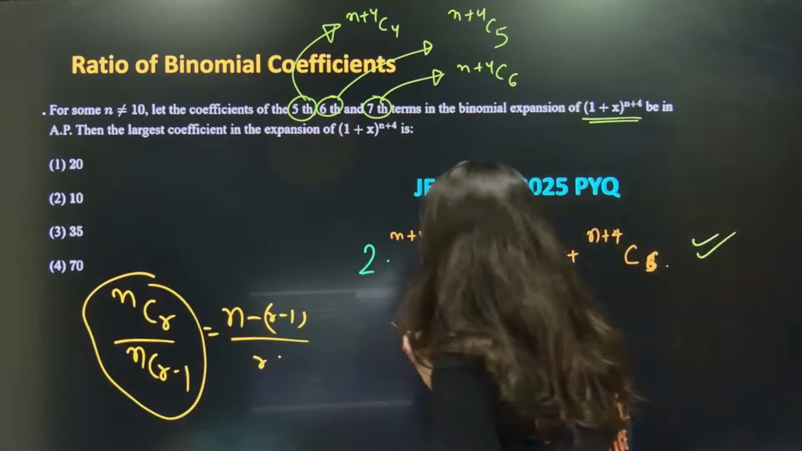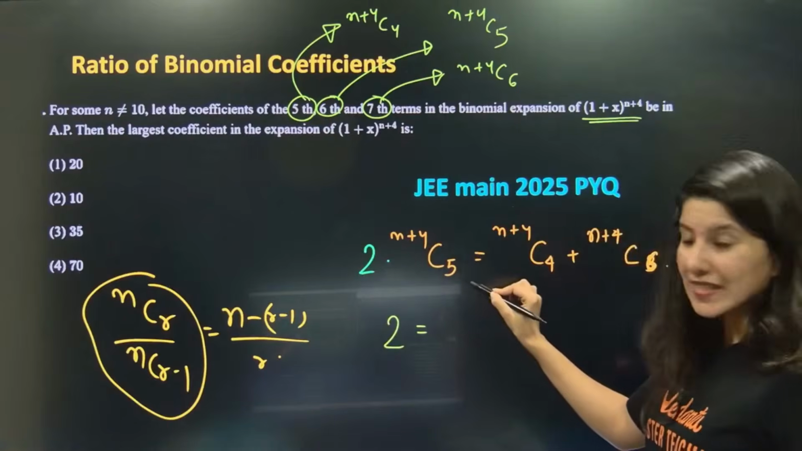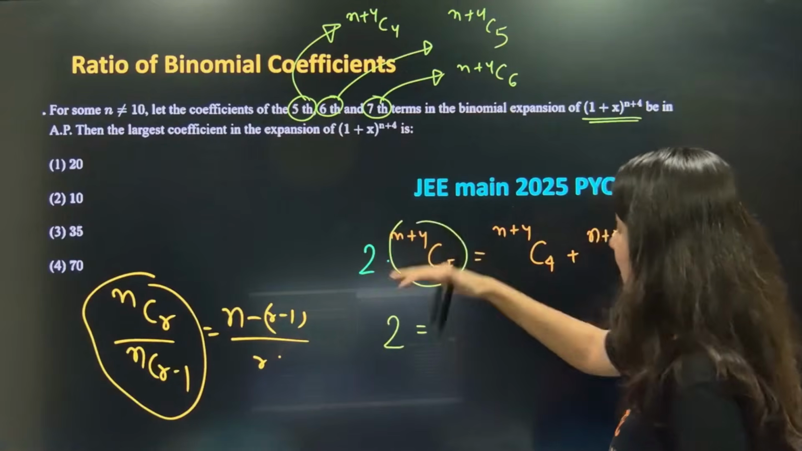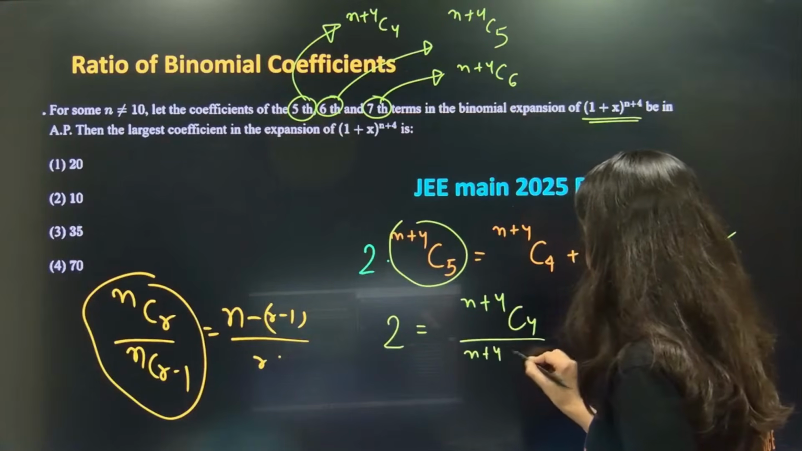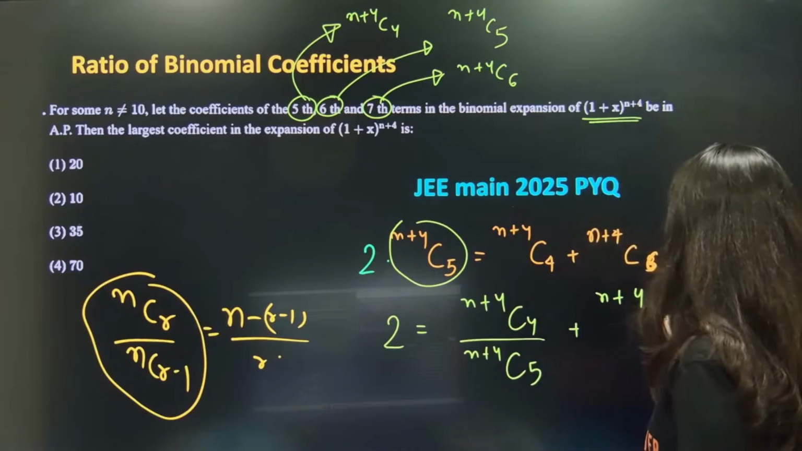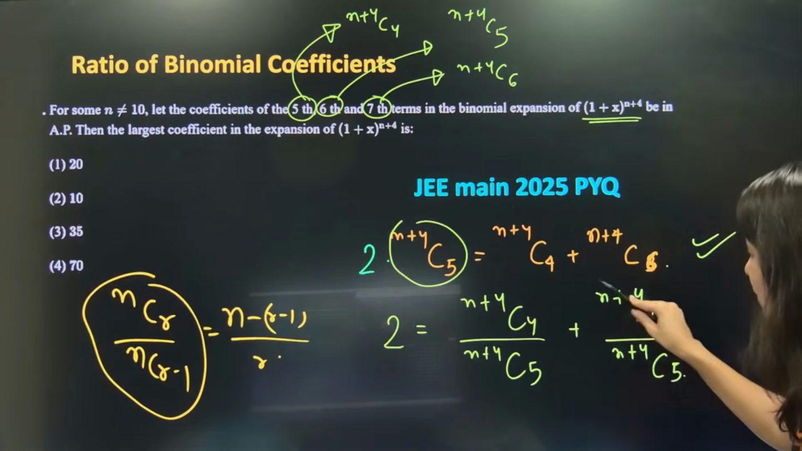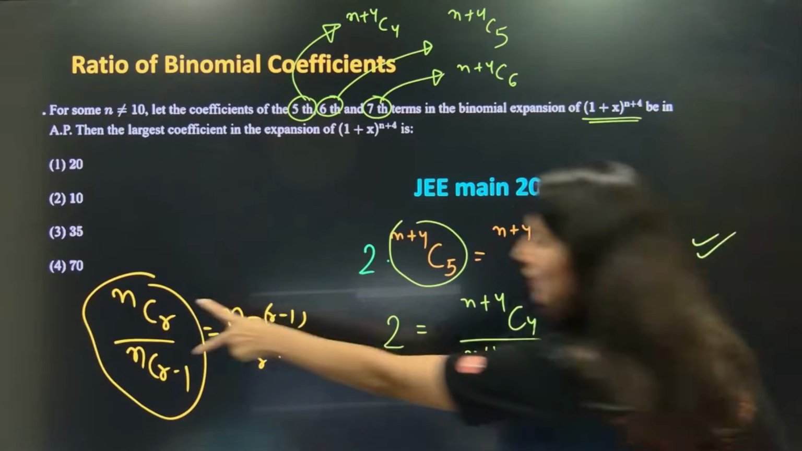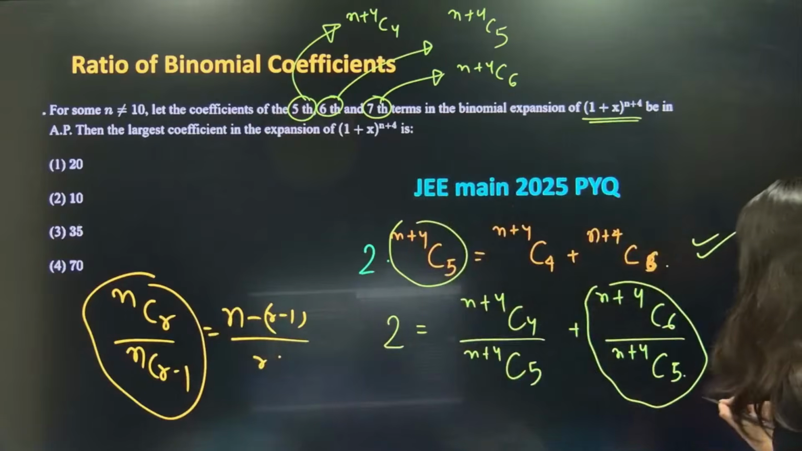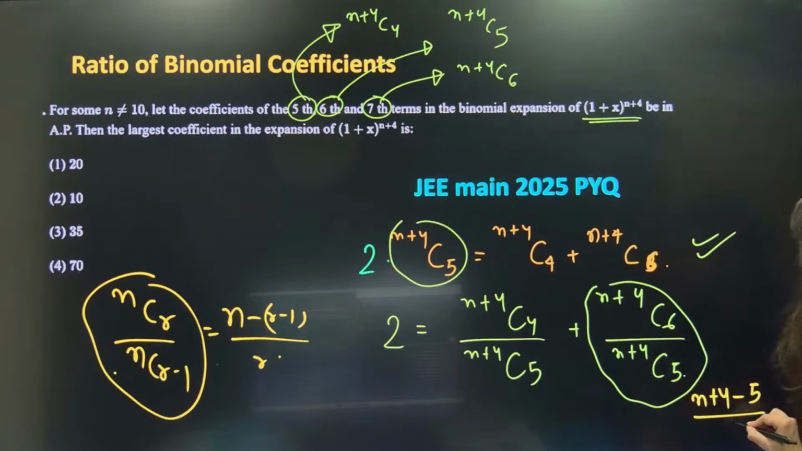So what I'm going to do is divide the whole equation by (n+4)C5. So this will be 2 equals (n+4)C4 upon (n+4)C5 plus (n+4)C6 upon (n+4)C5. Correct? Now can you see this part is exactly the same as the earlier property? n+4, n+4 same, and there is a gap of one number. So this is going to be n+4 minus smaller index upon bigger index, so this is (n-1)/6.